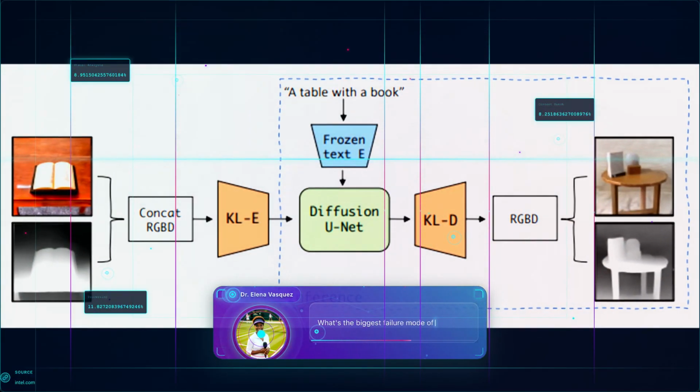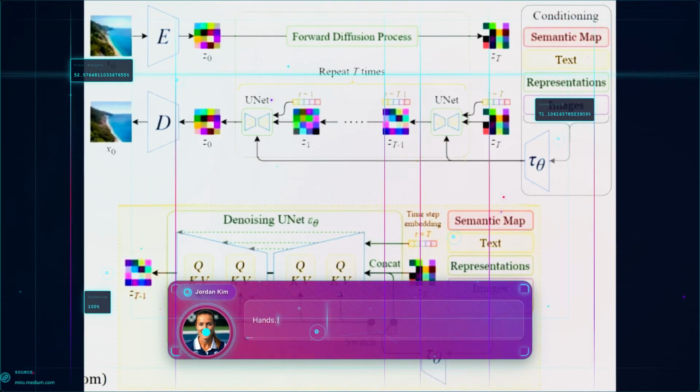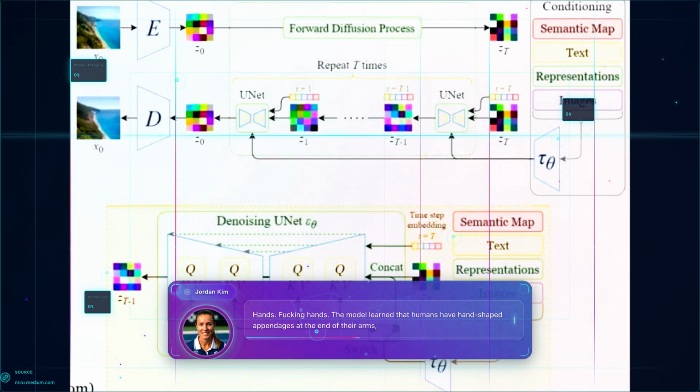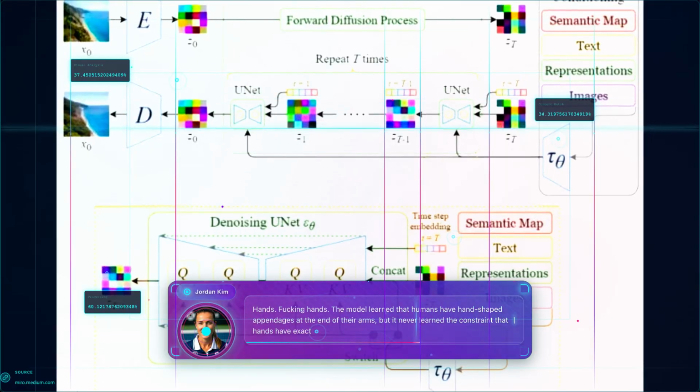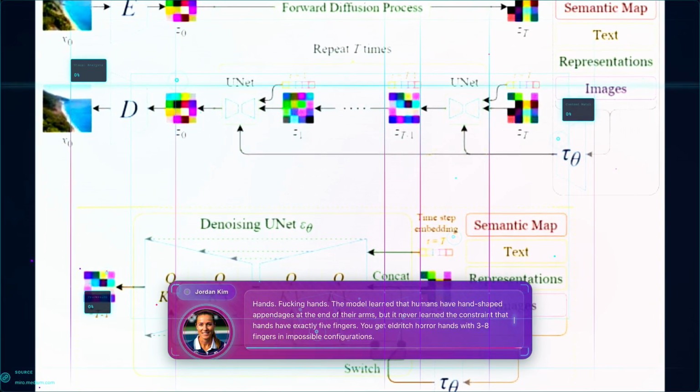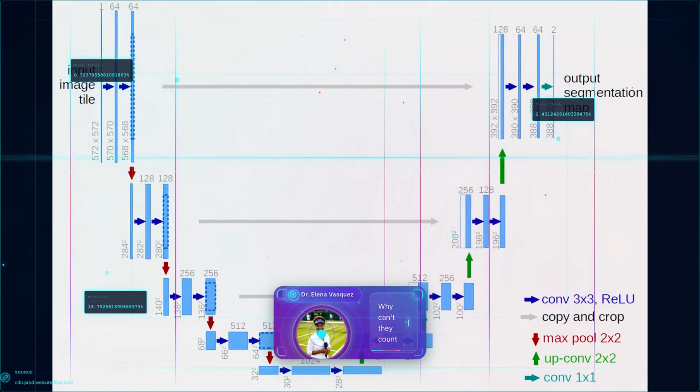What's the biggest failure mode of diffusion models? Hands, fucking hands. The model learned that humans have hand-shaped appendages at the end of their arms, but it never learned the constraint that hands have exactly 5 fingers. You get Eldritch horror hands with 3 to 8 fingers in impossible configurations. Why can't they count fingers?